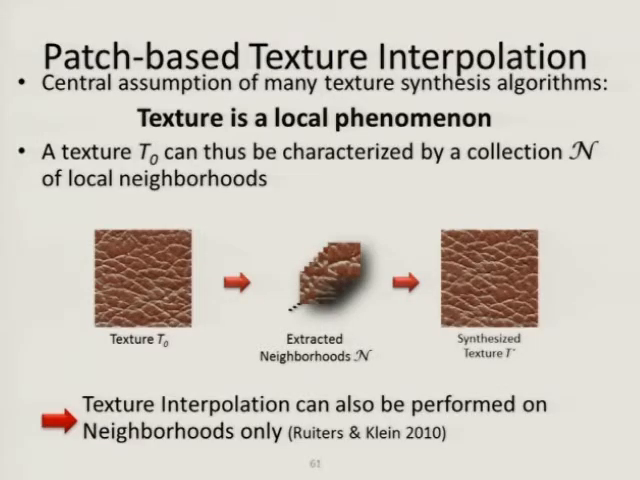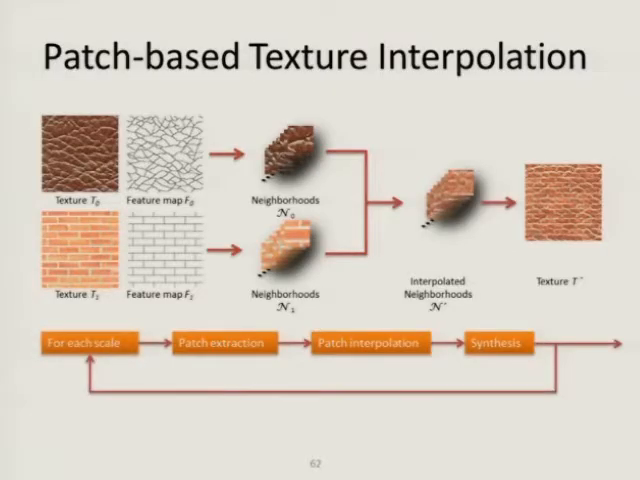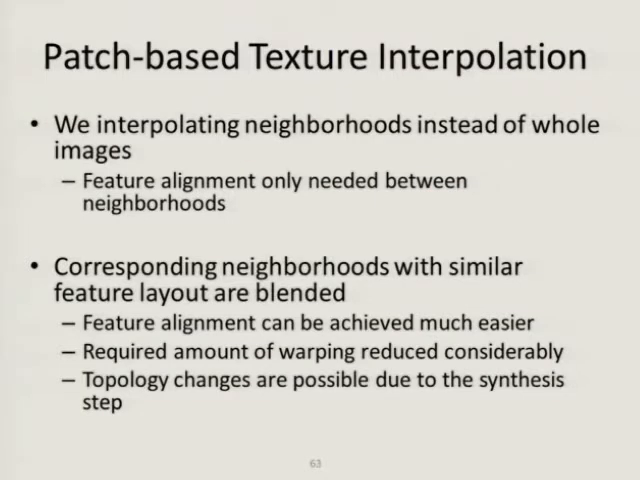Okay, and I think this is the basic message here. Texture interpolation can be performed on neighborhoods only. And why is this crucial? Because this limits the problem, as I will show here. Okay, we have these textures, we generate the neighborhoods, we use the second texture, we generate the neighborhoods, and now, as you can see here, the topology of our edges is totally different than here. But if you have small patches, there are not so many possibilities. And you can really work on that, and then you can interpolate for the individual patches in a smooth, nice manner. Okay. And interpolating neighborhoods instead of whole images, the feature alignment is only needed between the neighborhoods.